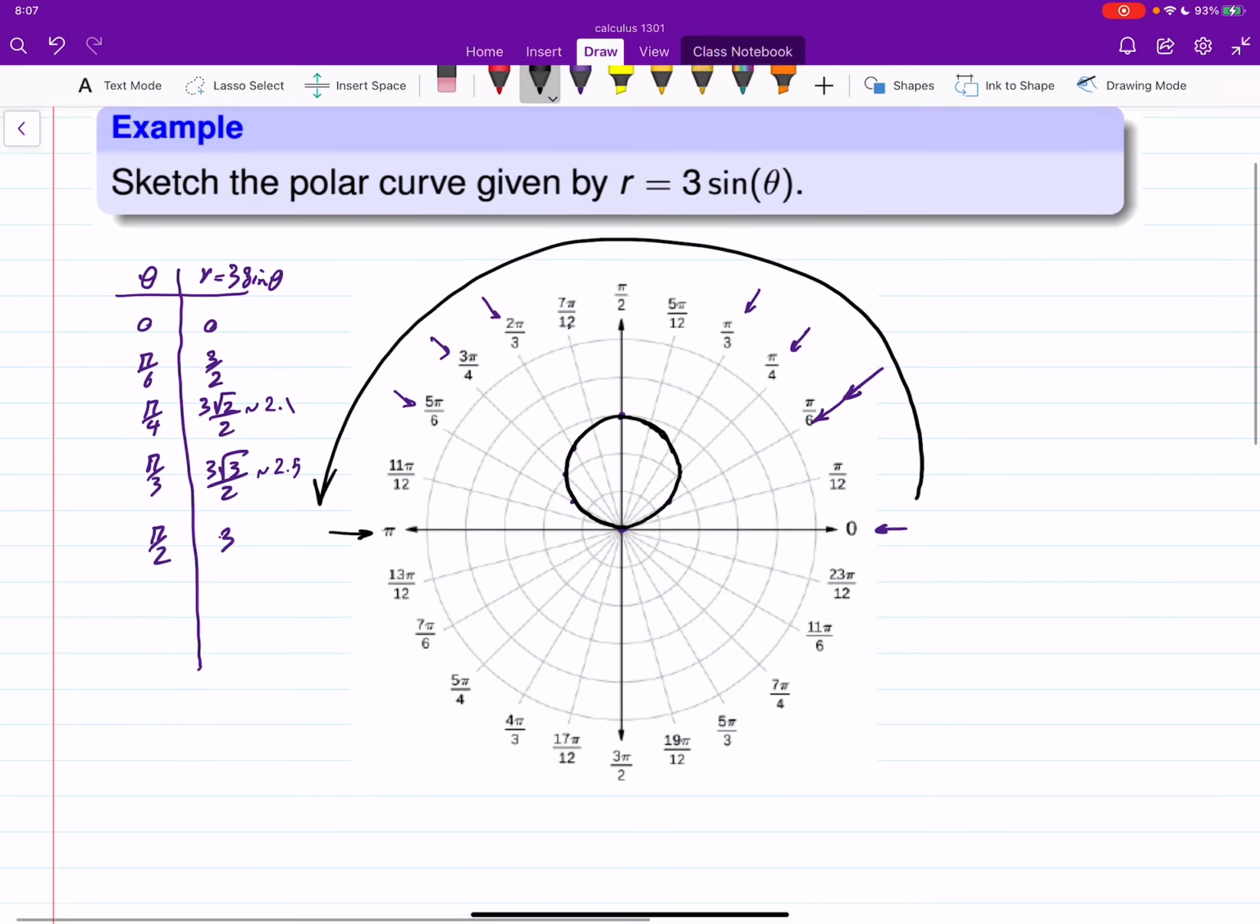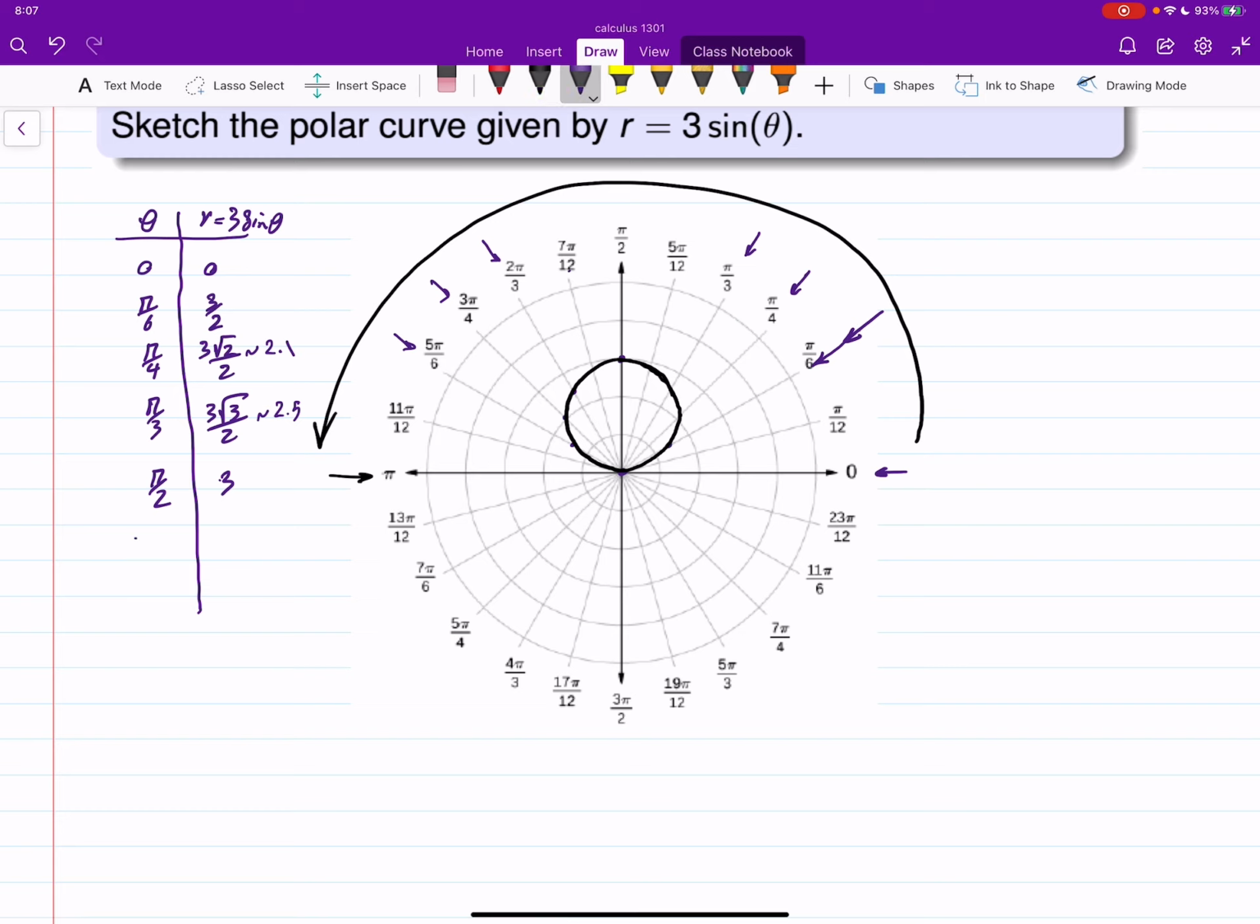What will do the rest? Let's do some values for that. So if theta is, let's say, 7 pi over 6, sine of 7 pi over 6 is negative half. Multiplied by 3 it is negative 3 over 2. So on this ray, r is negative. R negative means that it needs to go in the other direction. This is negative 3 over 2 and theta 7 pi over 6. So I get the same point.